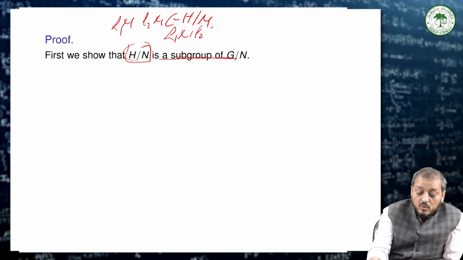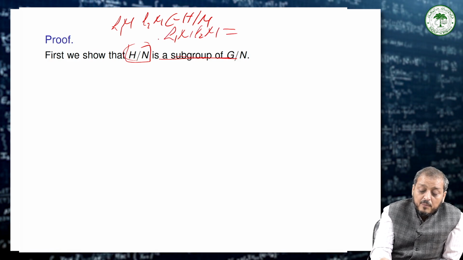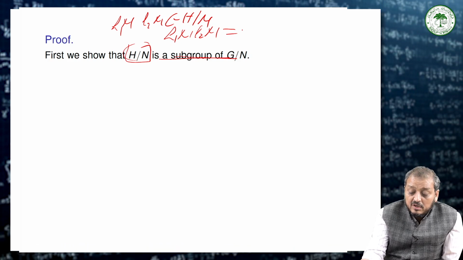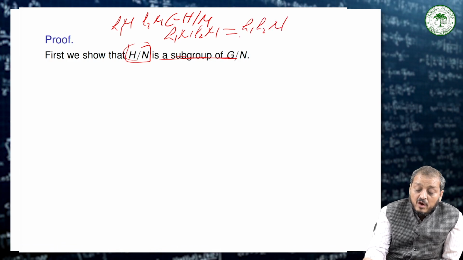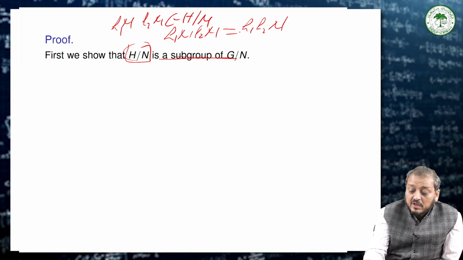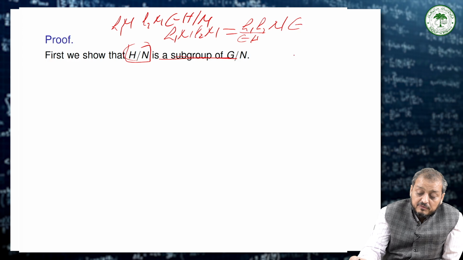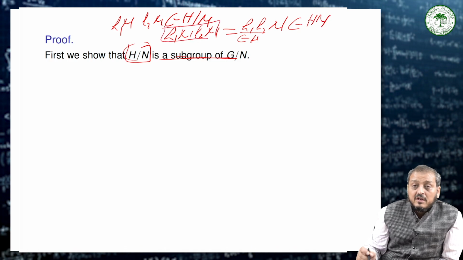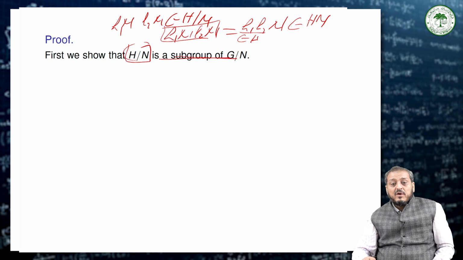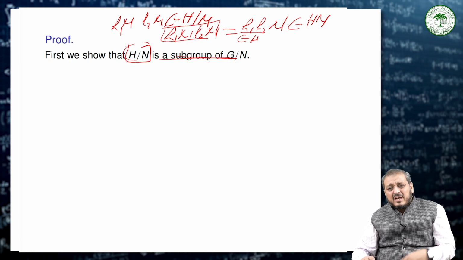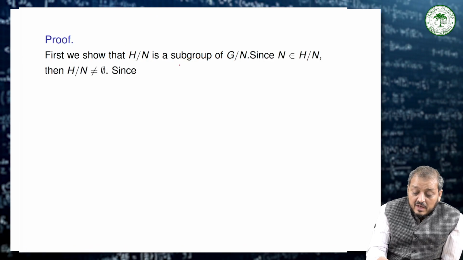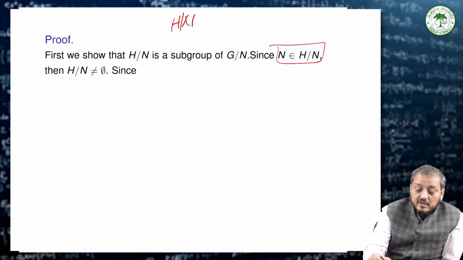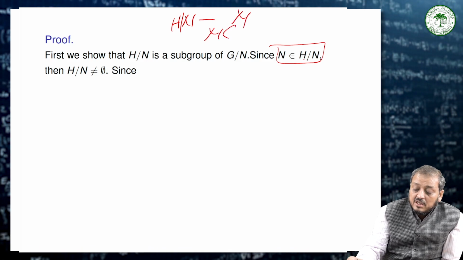Then by the property of cosets in factor groups, we can say that H1N times H2N is equal to H1H2N. Now H1 and H2 are elements of H, so H1H2 is an element of H, and so this is clearly an element of H by N. So it is closed. Then we also have to show that the inverse exists. Clearly N is an element of H by N, because the identity element of this is equal to N.